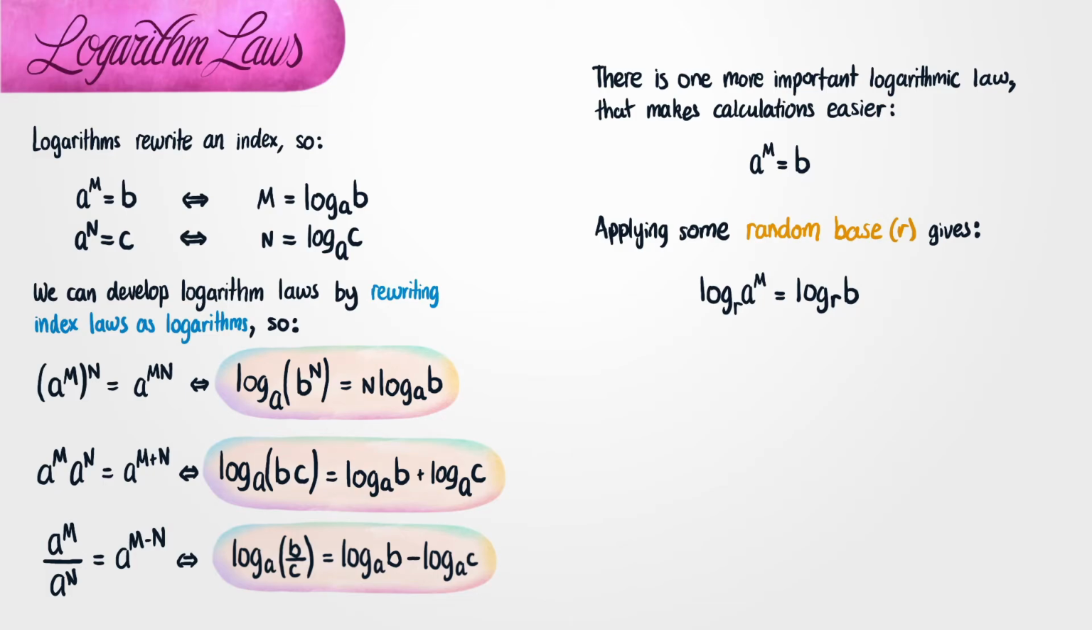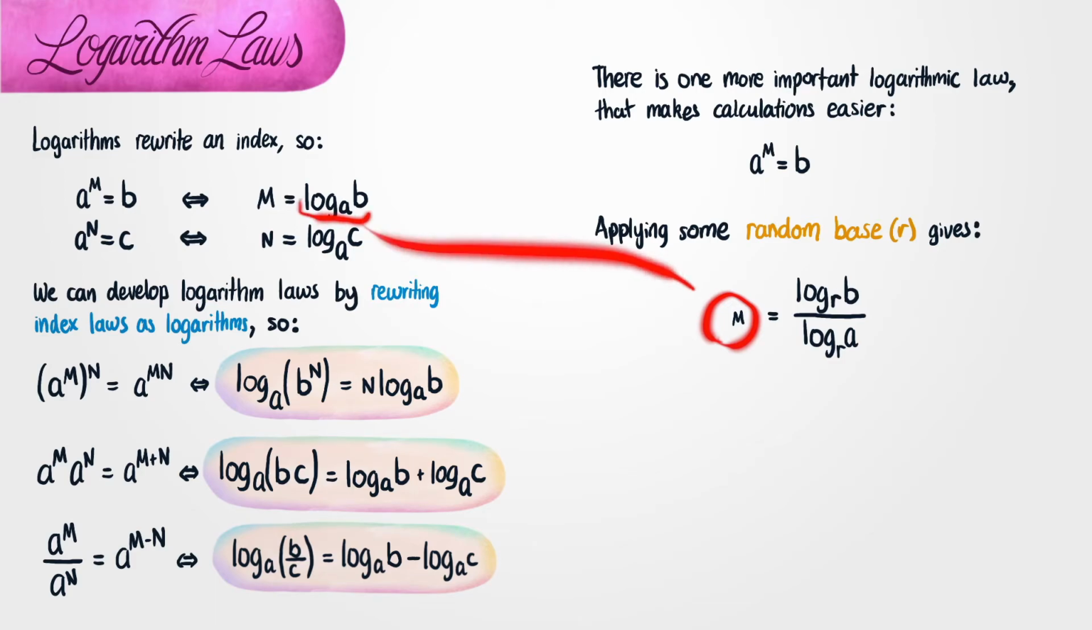But then at this point, we can also bring the power of m down in front of the log, because of this rule that we found before. And then we can divide both sides by the log base r of a, so we can bring this whole thing to the bottom over here. But then, to finish this off, we also notice that m is once again the same thing as the log base a of b, so we can replace it over here.